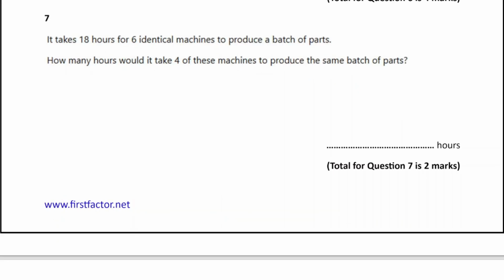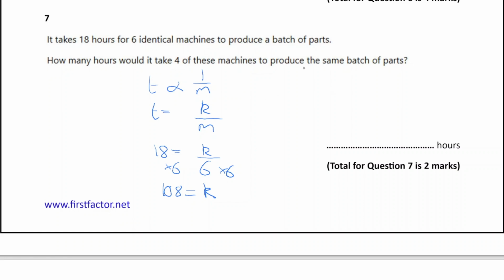This question we need to use direct and indirect proportion. So it takes 18 hours for 6 identical machines to produce a batch of parts. Let's set up the equation first. Then we can turn that into an equation and put in the values of 18 and 6 to get our value for k, which is 108.